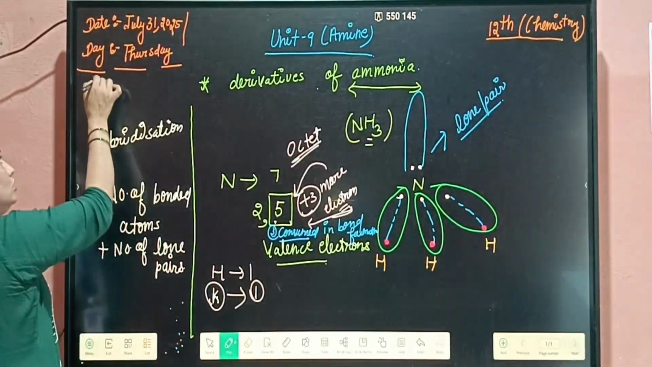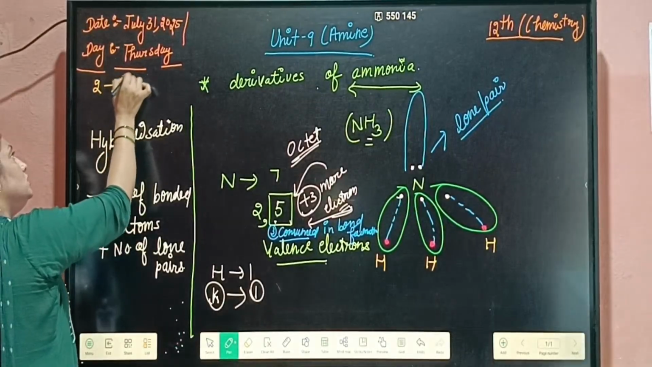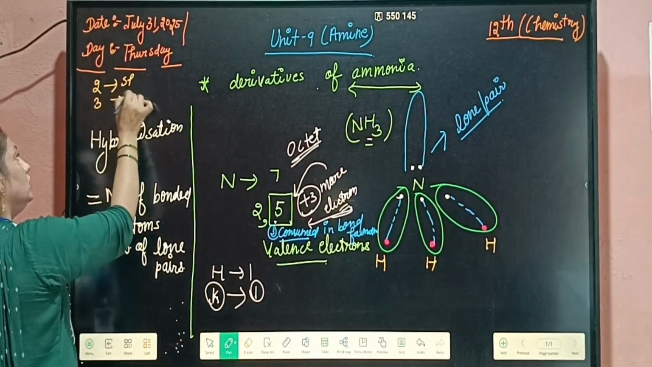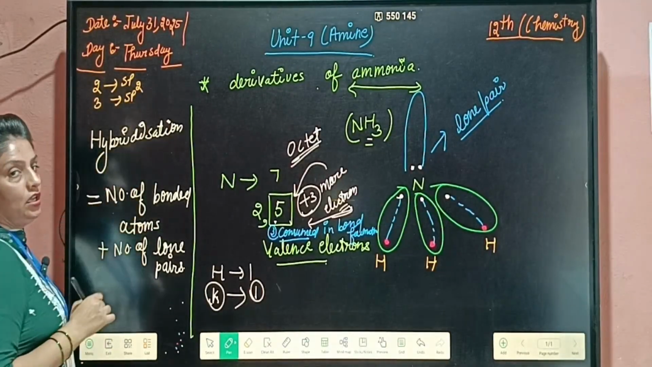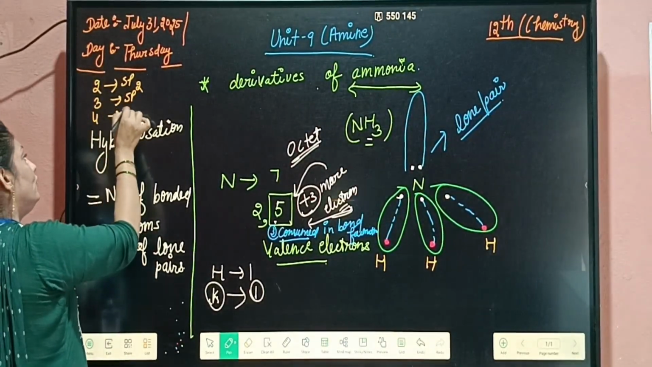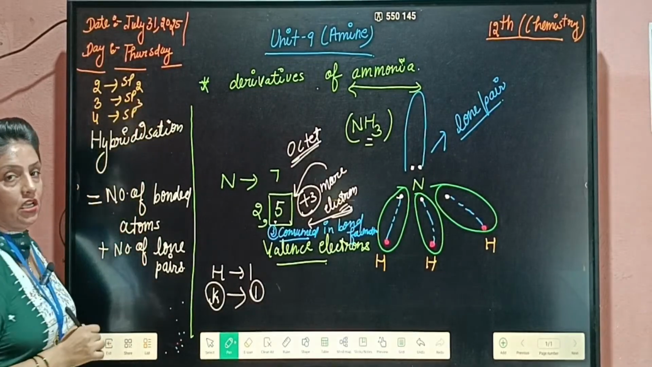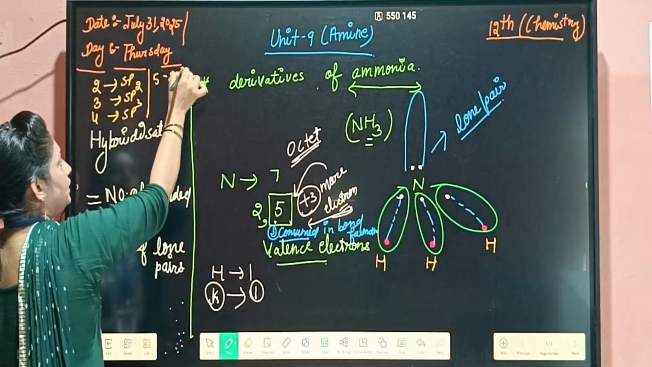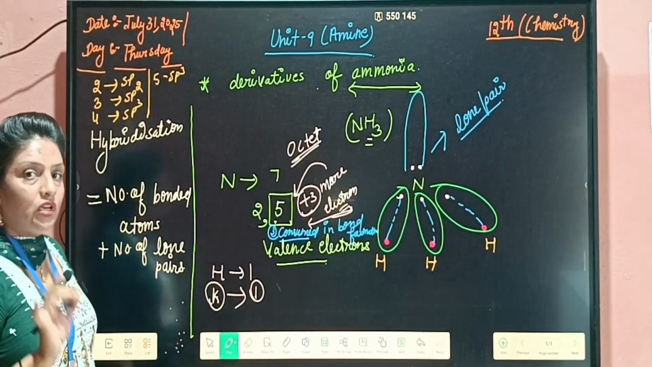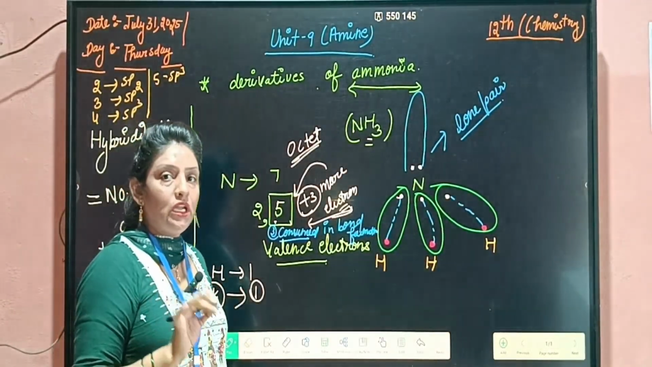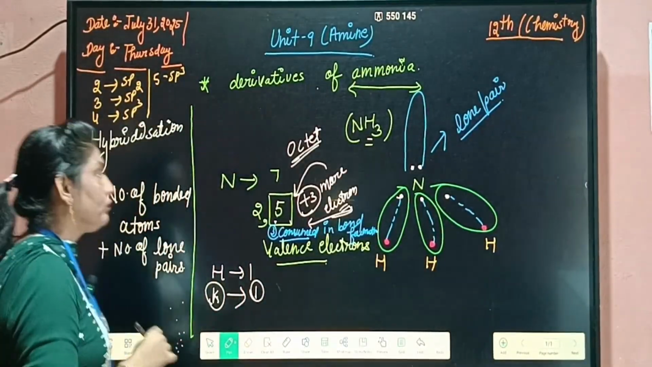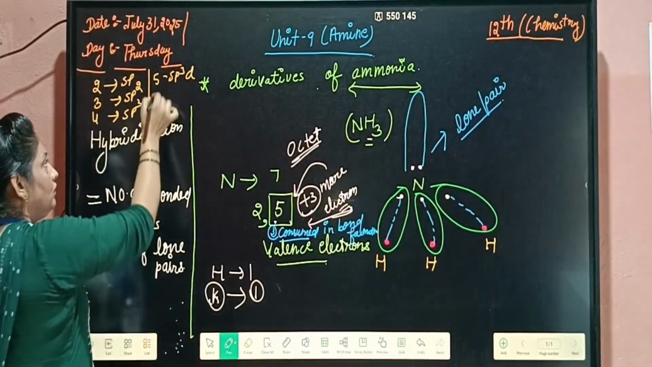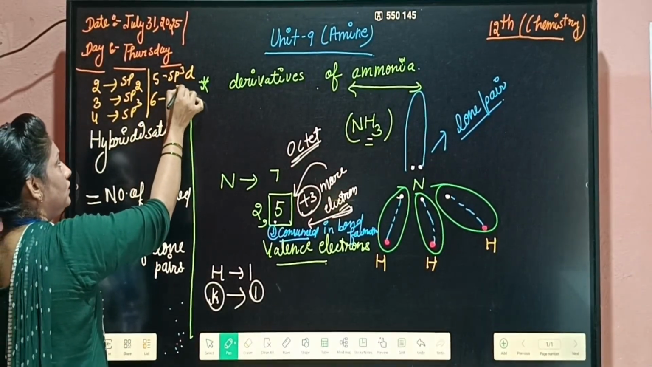If their sum is 2, then hybridization will be sp. If the sum is 3, then it will be sp2. If it is 4, then 1 orbital of s and 3 of p, so sp3. If the sum is 5, there are only 3 orbitals in p, so the next electron goes in d. If this is 6, then sp3d2.